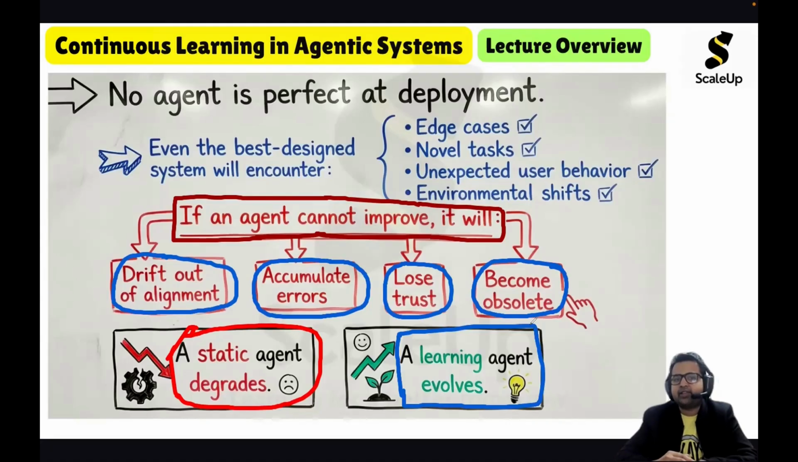In this lecture, we will learn how we can build learning agents, or how we can enable continuous learning in agentic systems. So it is going to be a very important lecture.